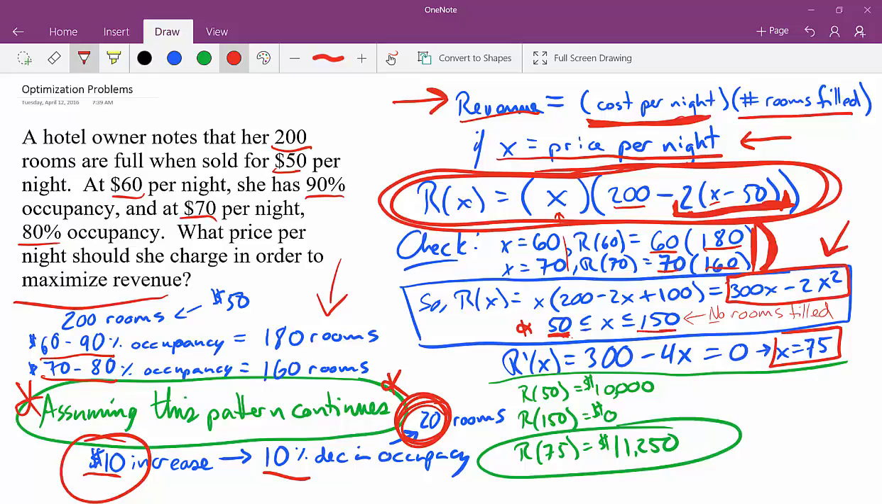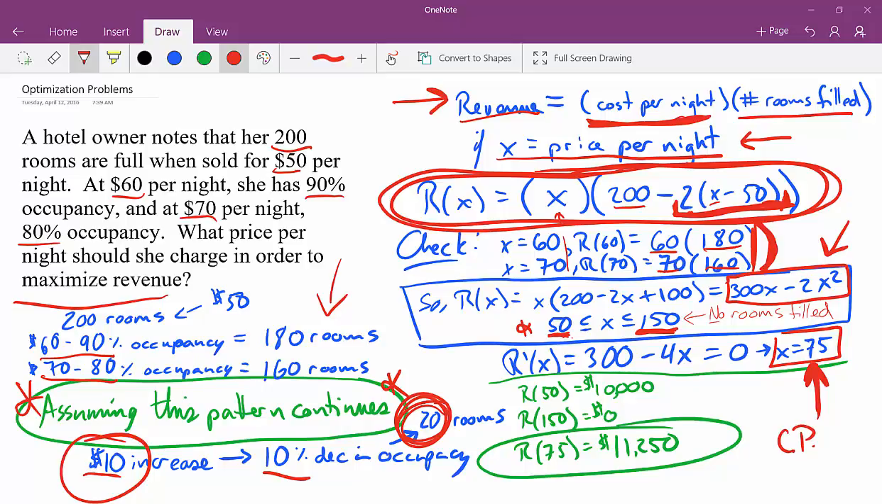Maximum value for x is 150. That's the maximum value because there's no rooms filled. If we charge 150, that's taking away all the rooms according to this relationship, and thus our revenue would be 0. So lastly, we take the derivative, R prime of x, 300 minus 4x, set it equal to 0, and find that x equals 75 is the point at which the derivative equals 0. This is our critical point.